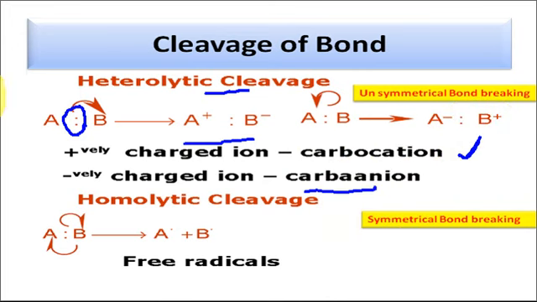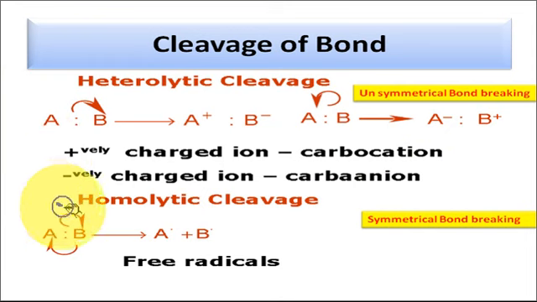Okay. Now, the second type of bond cleavage is the homolytic bond cleavage. This is the symmetrical bond breaking. What does it mean? This bond is formed by sharing of two electrons. So the electrons of the bond split, a single electron with one atom and the second single electron with the second atom. This is shown by this half arrow.